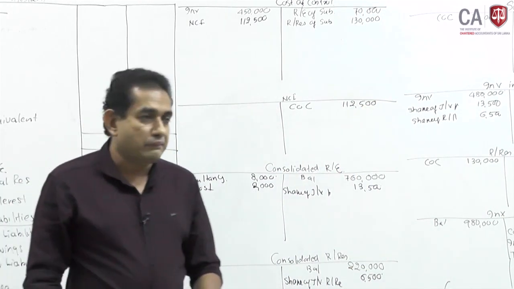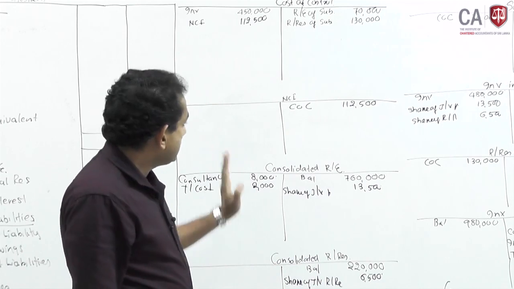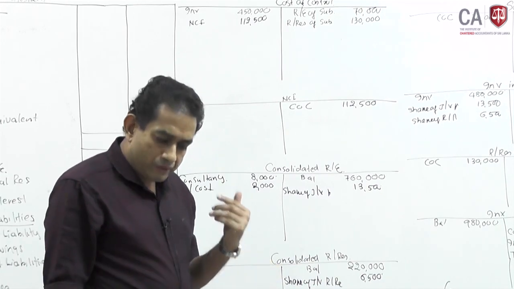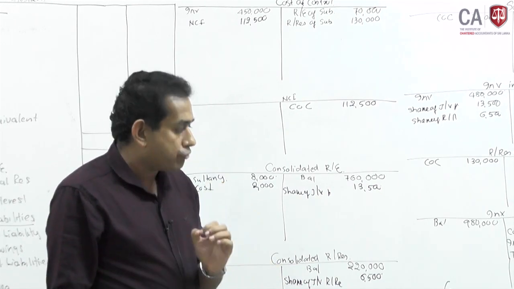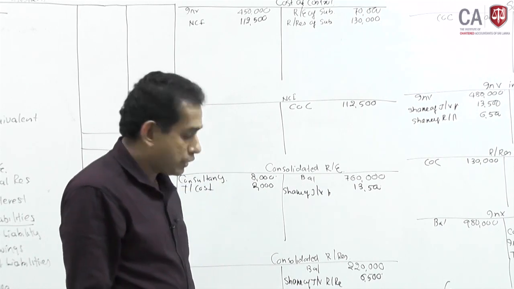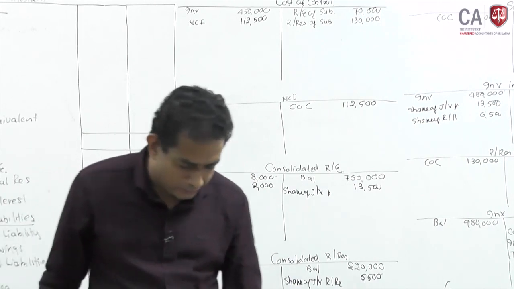If I were the examiner, I would not give these figures directly. I would obviously give you to calculate fair values of NCI and then to do the accounting. Here the examiner has been so kind-hearted.